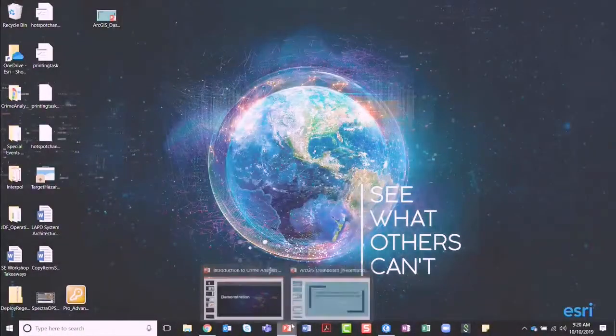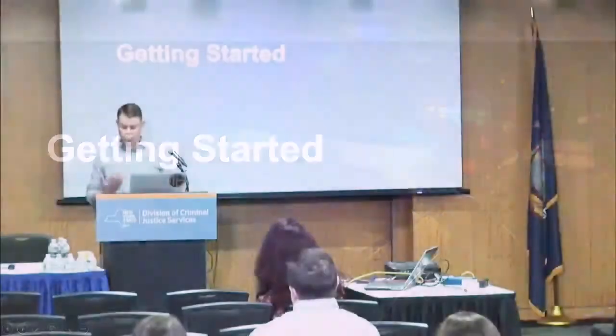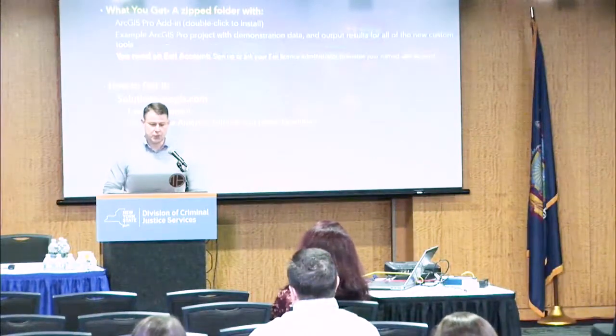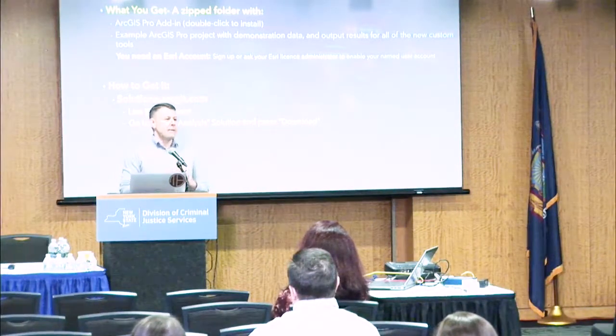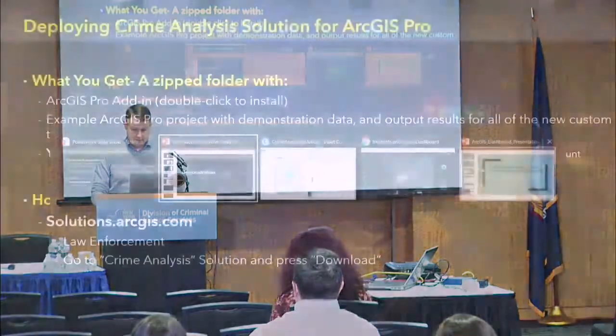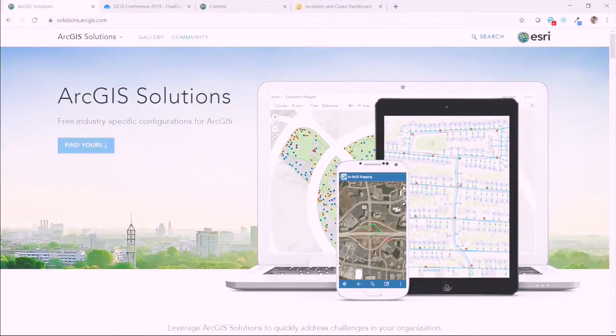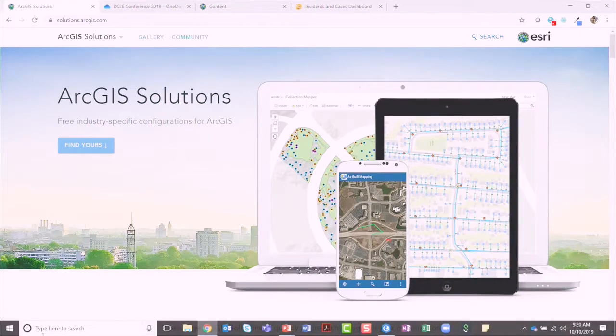Okay. So we've got about 10 more minutes. I want to talk very quickly about how we get started with these tools. First, this crime analysis solution is free. You will find it here on our website, solutions.arcgis.com. This is where we have hundreds of free things that you can use to enhance your ArcGIS experience. Tools, app configurations, all sorts of stuff.